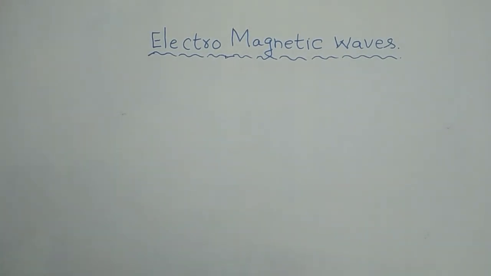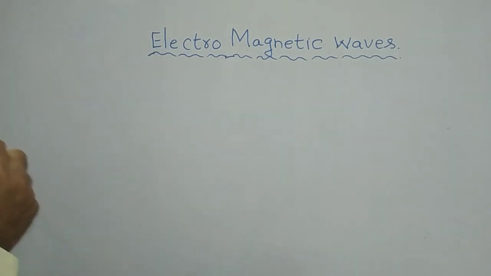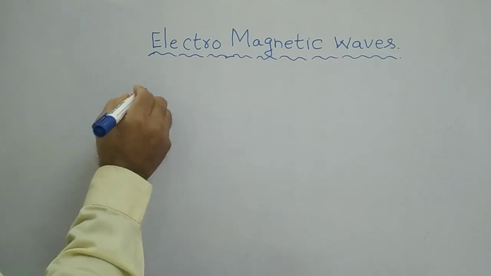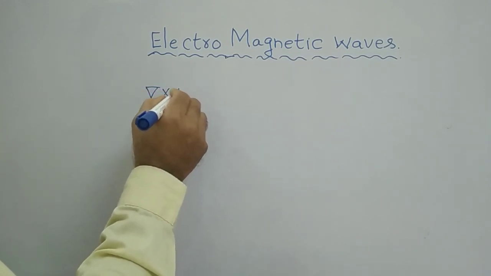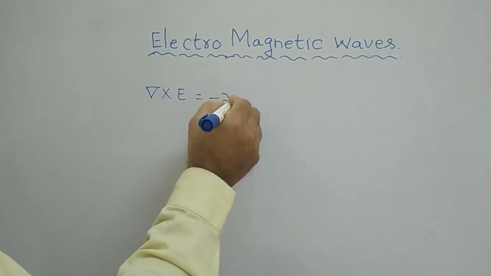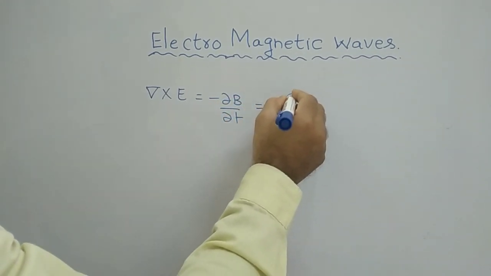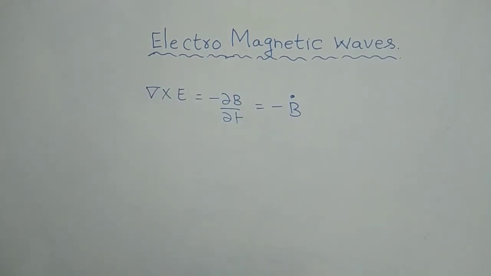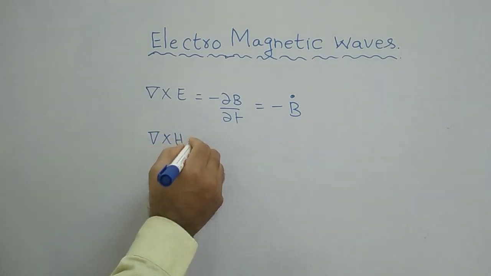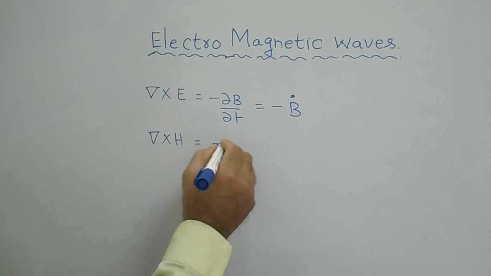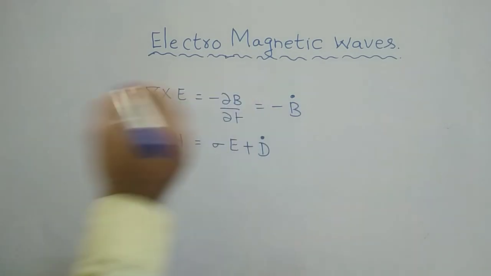For deriving the expression in free space, we have to remember that we consider the first two Maxwell's equations. Those are del cross E is equal to minus dou B by dou t, which can also be written as minus B dot. And then del cross H is equal to sigma times E plus D dot, as I explained just now.